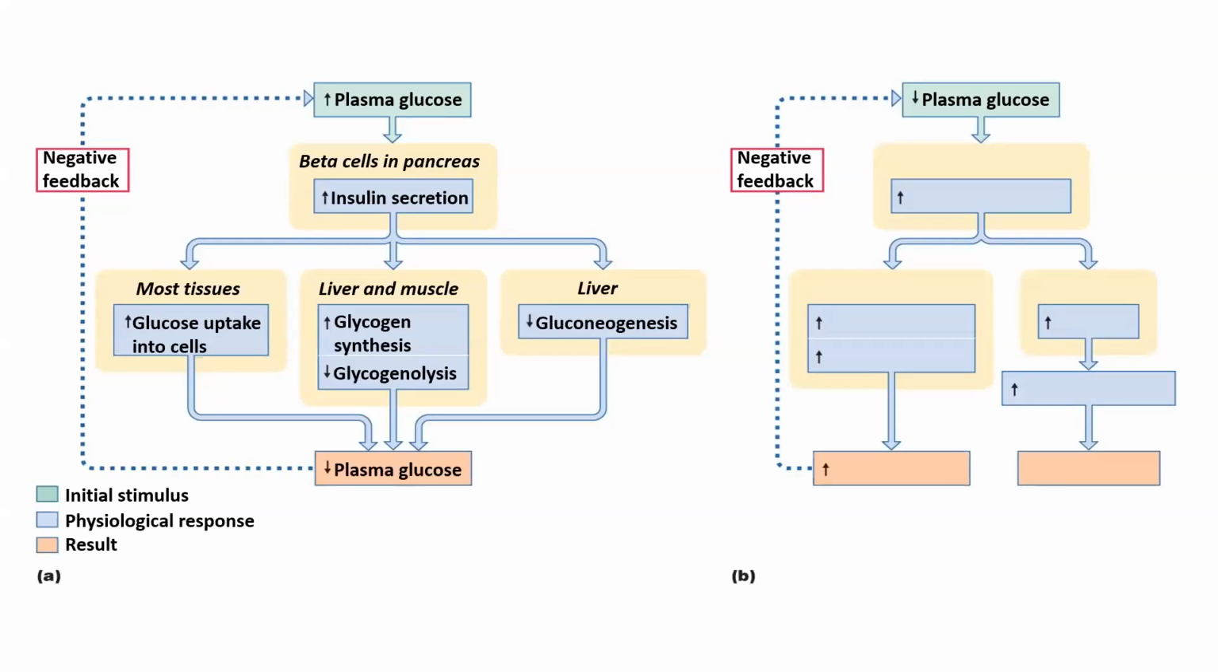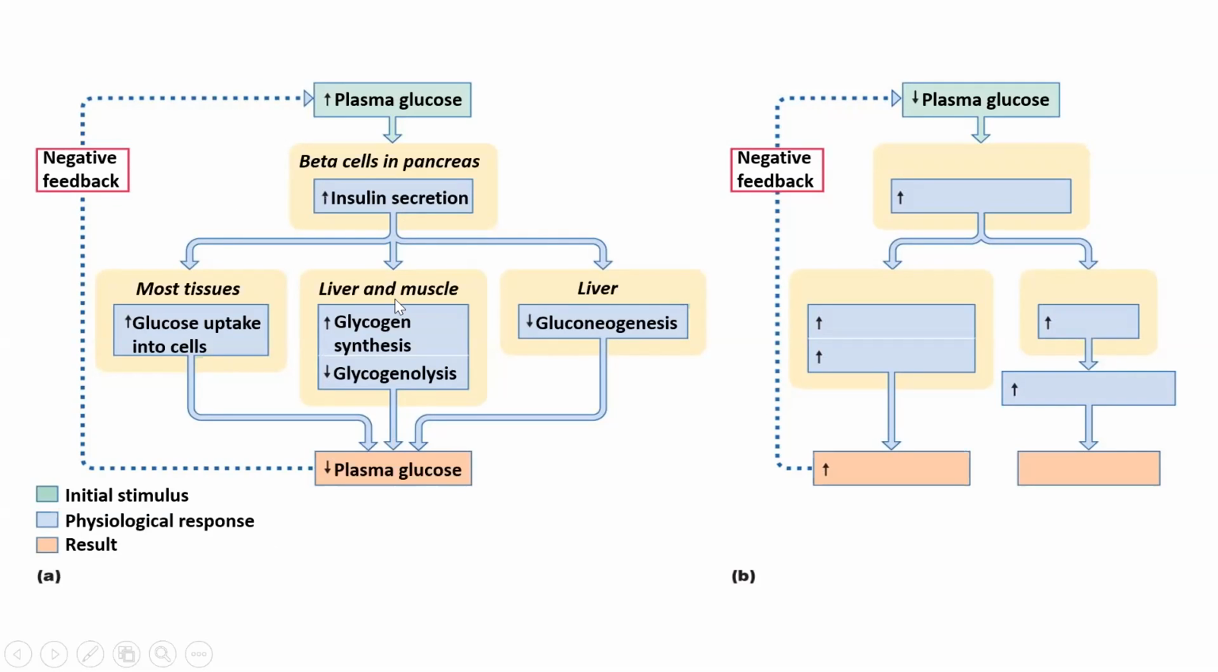Right. So here we're looking at the effect that is brought about on our plasma glucose by these hormones. So on the left, we can see what happens in the presence of insulin. So insulin is secreted during states of increased plasma glucose. It's released from the beta cells in the pancreas that we talked about.